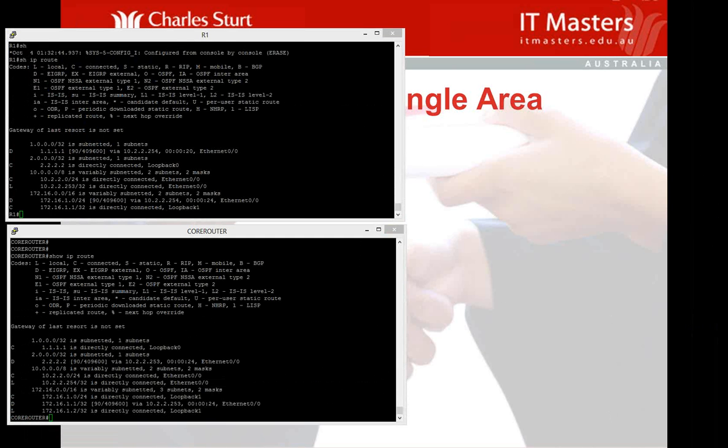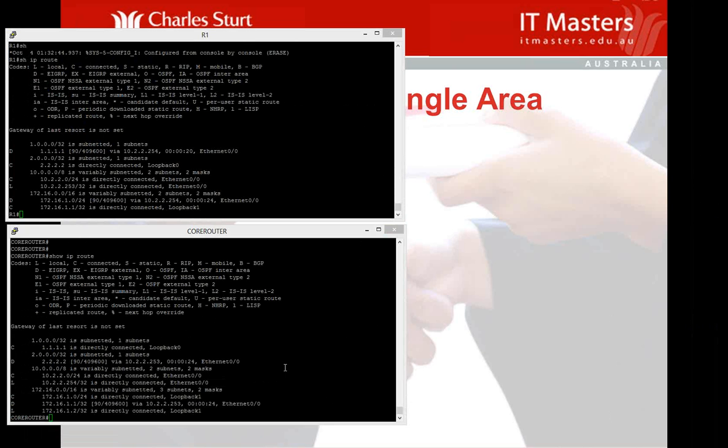So from the point of view of configuration for the exam, that's pretty much all you really need to know. That you need an autonomous system number. Watch out for the auto summary. Okay, watch out for the auto summary. And remember, that was the other thing I want to talk about: the concept of a passive interface.